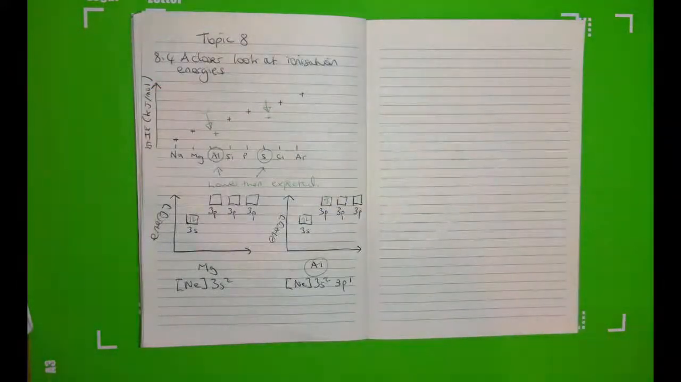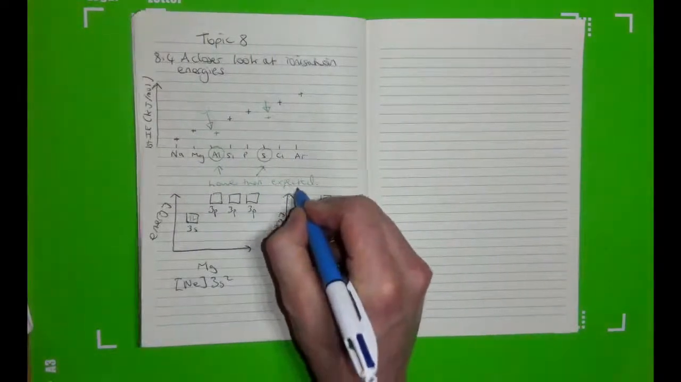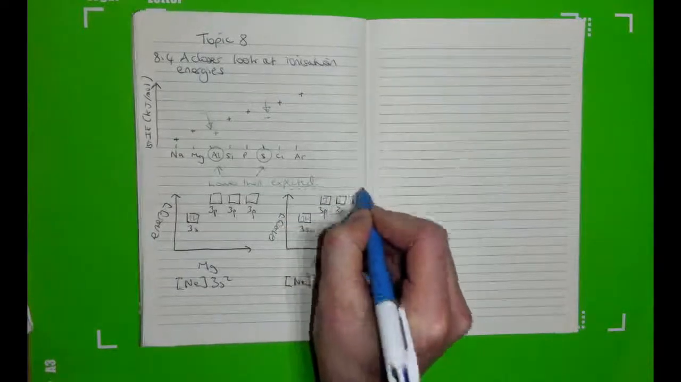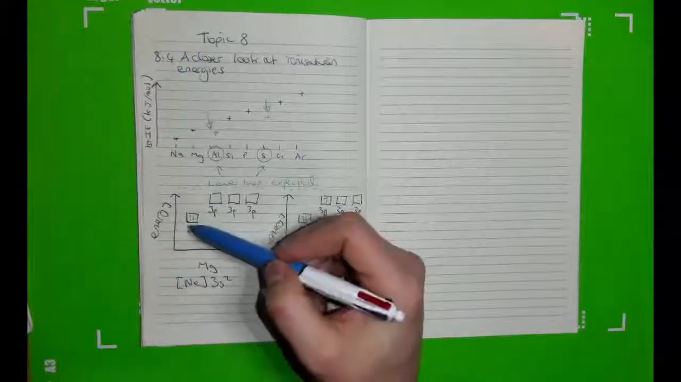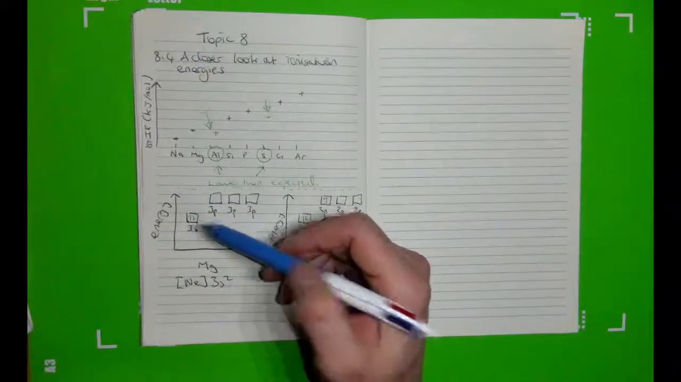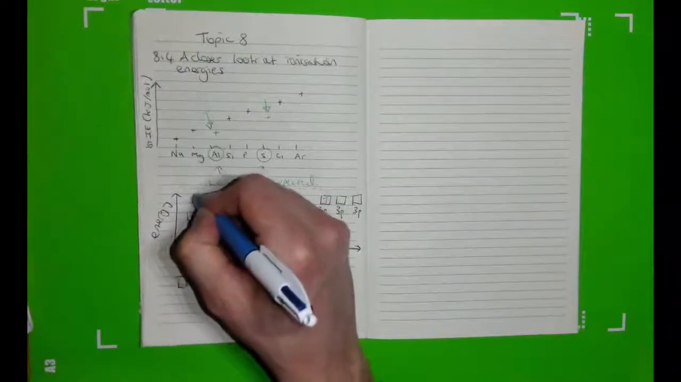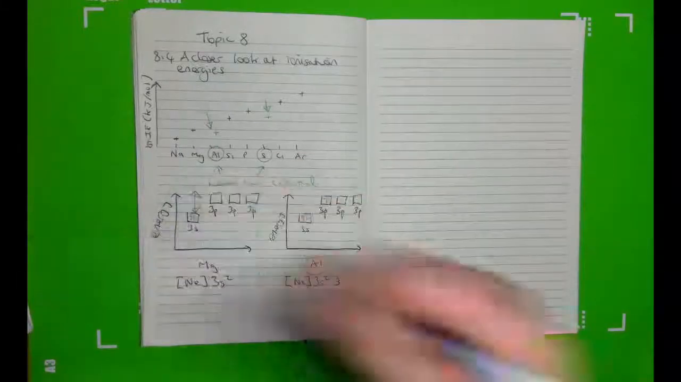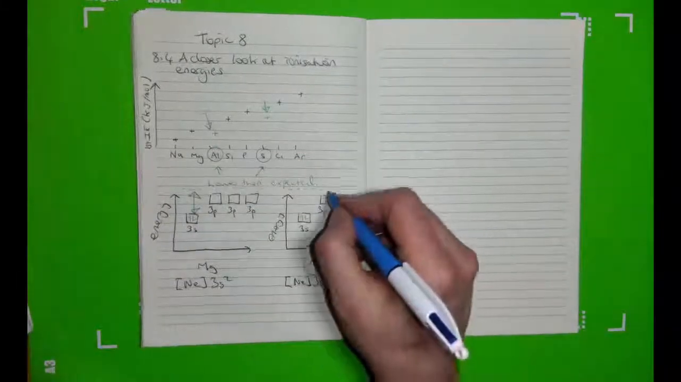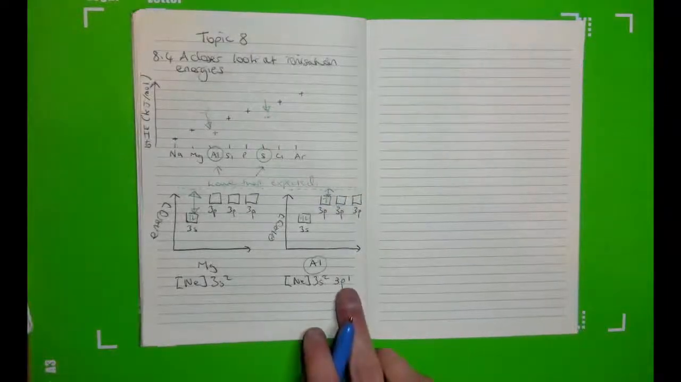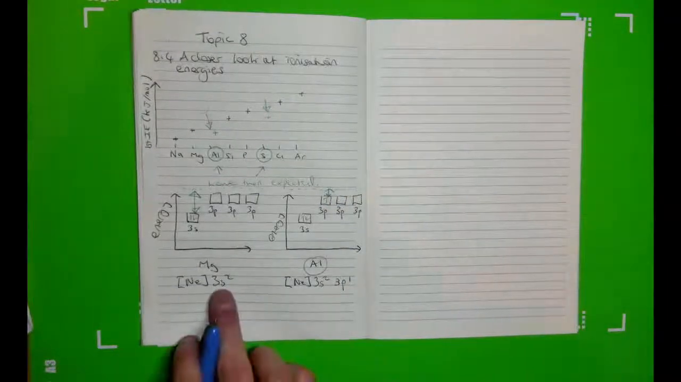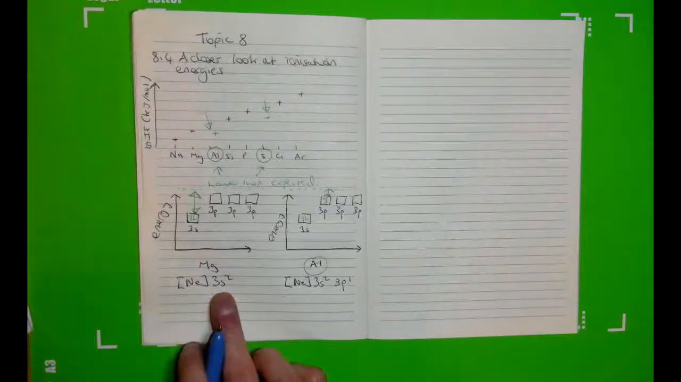What we can often do with these plots is put a little dotted line to show when the electron's actually removed from the atom. So we'll put it up here like this. The energy required to remove a 3s electron is this much energy. The energy required to remove a 3p electron, however, is only this much. So this 3p electron is easier to remove than a 3s electron.